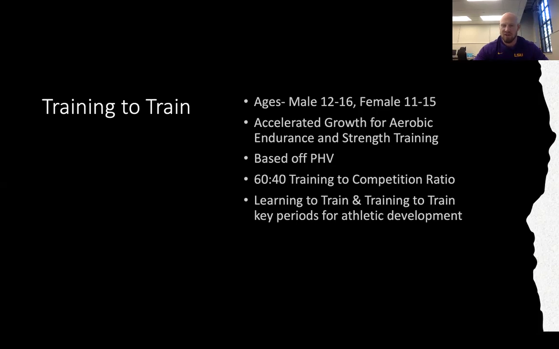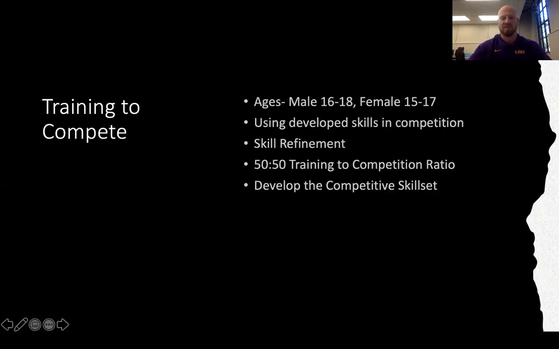And he says that the learning to train and the training to train periods are key periods for athletic development, because this is pre-puberty when we can develop a lot of those skills. I'll get into the basis of why we should develop as many skills as possible pre-puberty in the upcoming slides. So training to compete will be males age 16 to 18, females 15 to 17.